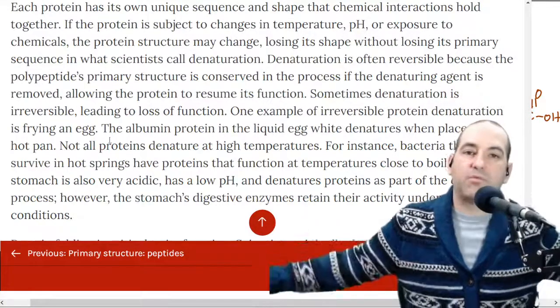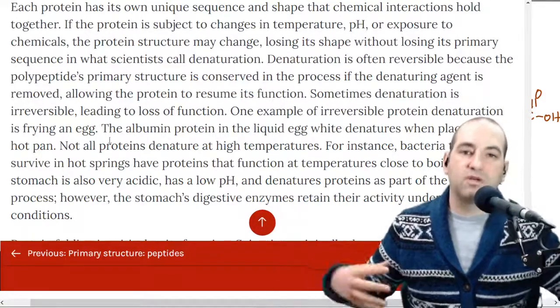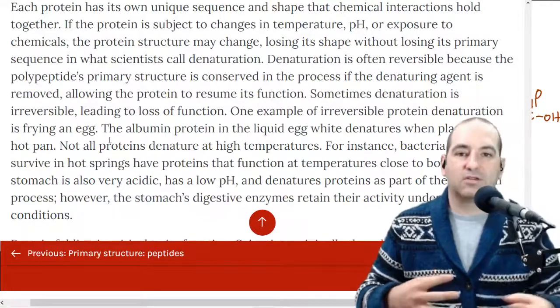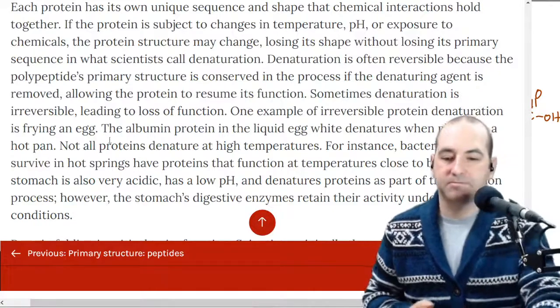And then once they're broken apart, it's often difficult or impossible for the protein to refold in exactly the same way. And so that's why they tend to get tangled and clumpy and whatever once that denaturation happens.